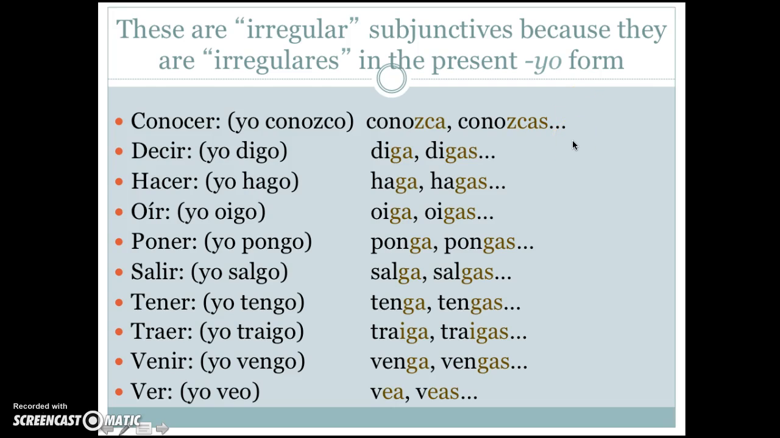The reason we start with the yo indicative form is because there are a lot of irregulars in the subjunctive because we start with the yo present tense form where there are also lots of irregulars. So for example, the verb conocer. In the present tense, if I want to say I know, I'm going to say yo conozco, right? Well, I'm going to use that as my base when I add the opposite ending. Conozca, conozcas. Same thing for all of these verbs.